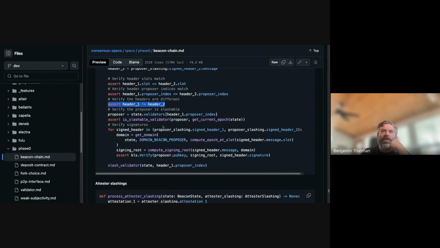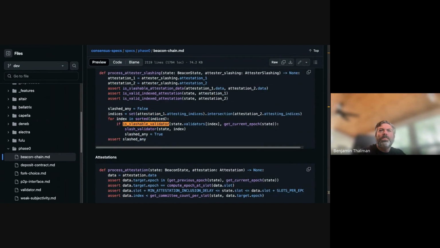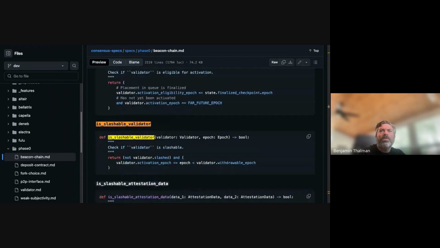This next condition, proposer equals state.validators header 1 proposer index. Okay, so I think there's some condition here. We can take a look at this. Is slashable validator. So basically, oh wait, let's actually see the function here. Okay, so here you can actually see the condition is slashable validator, what's being checked.